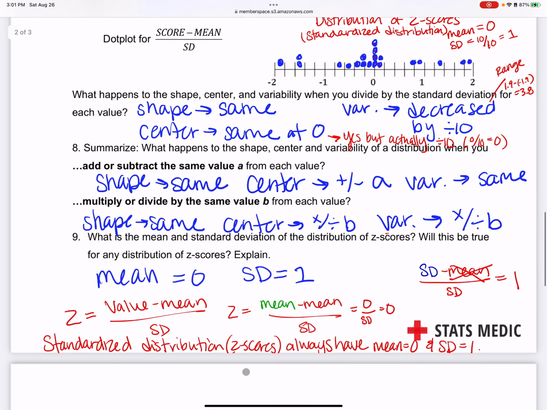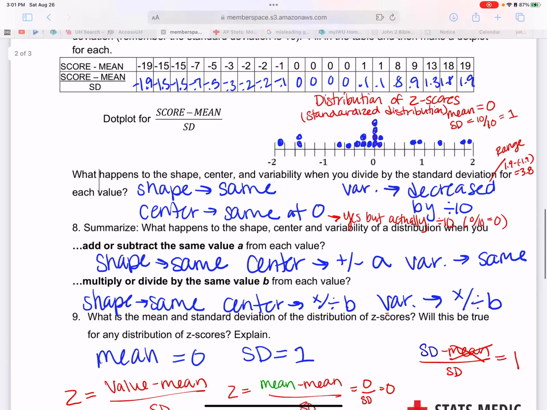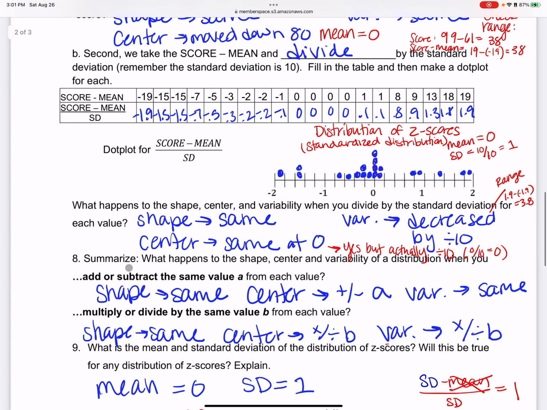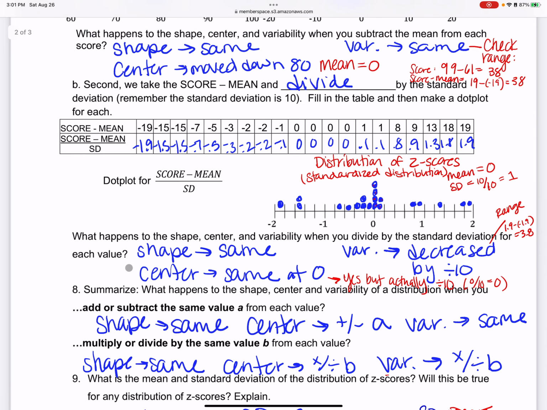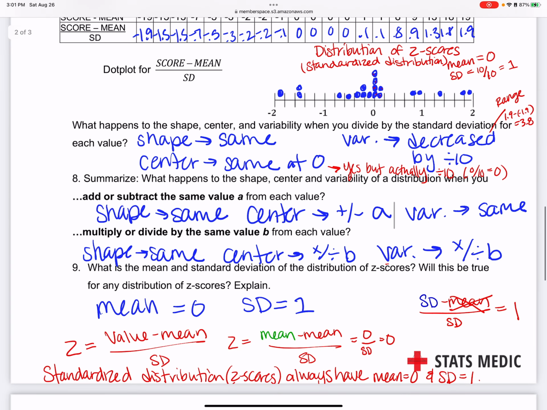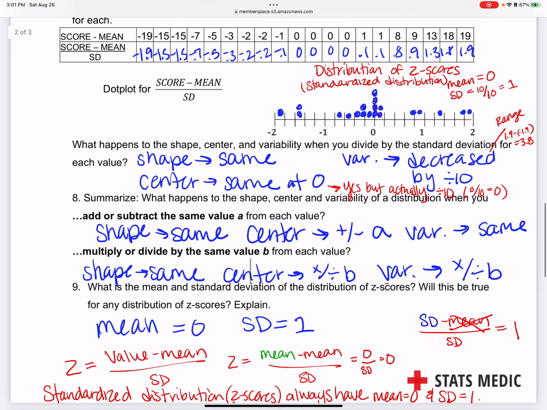So let's summarize what happens to my shape. When I subtract a value, my shape stays the same from here to here. The center was added or subtracted by that value. It was subtracted for us by 80, so we got 0. And then my variability stayed the same. It was about 40 before, it's about 40 after. When I multiply or divide, you saw that the shape stayed the same, but the center was divided by that value that I divided by or multiplied by, and the variability also was divided or multiplied by the same value.